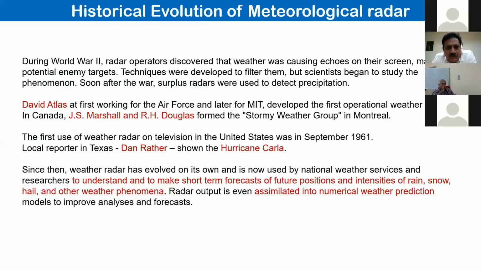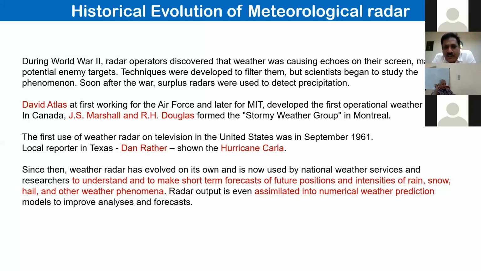These people were using these radars, but the first use of weather radar on television in the United States started in 1961. A local reporter wanted to know the size of the storm, Hurricane Carla, when it was approaching Texas. He wanted to know the size of the cyclone, the hurricane.